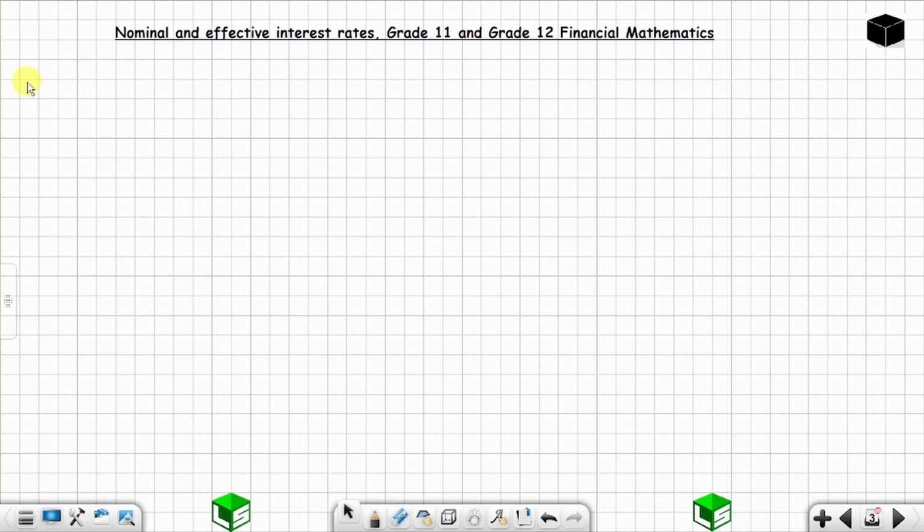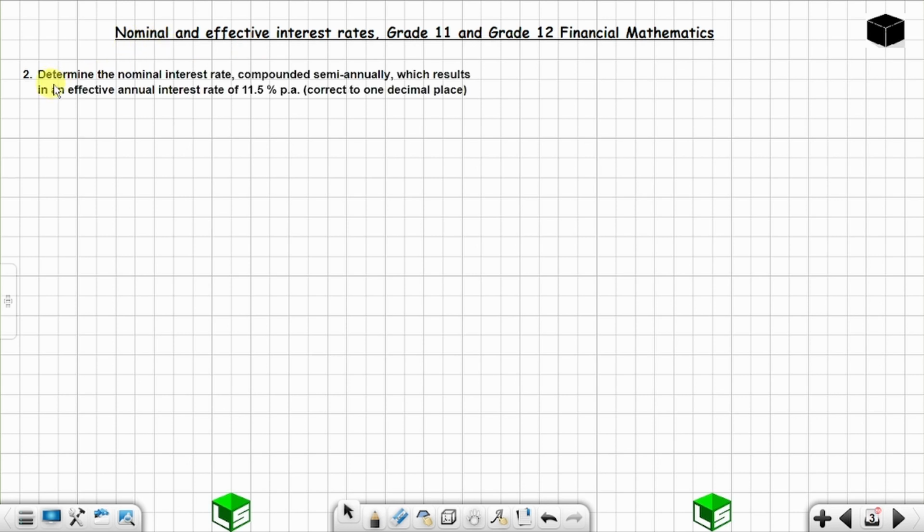Okay, now question 2. We are going to convert from effective interest rate to nominal interest rate. You are given this question: determine the nominal interest rate compounded semi-annually, which results in an effective annual interest rate of 11.5% per annum. Get your answer correct to one decimal place.